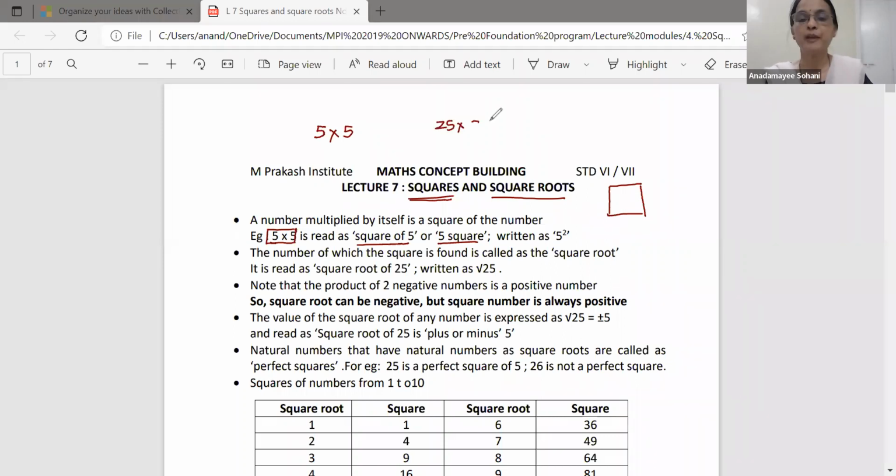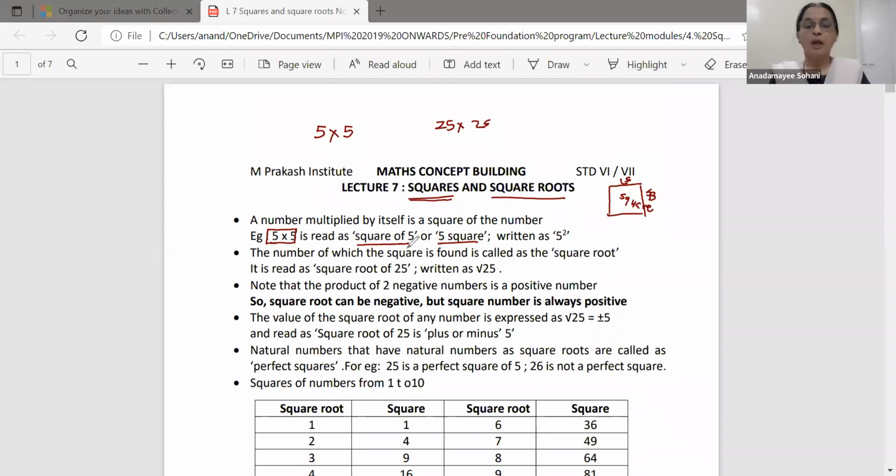25 taken 25 times. So square in geometry is a figure with 2 dimensions, length and breadth. And square in arithmetic is a number multiplied by itself. So as such, this also has 2 dimensions, the same number 2 times. Here, square is a figure with length and breadth, and both are equal. And here also these 2 are equal. So as such, this square and this square, we can relate on a very lighter note.